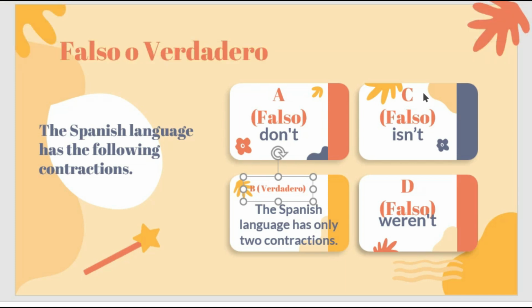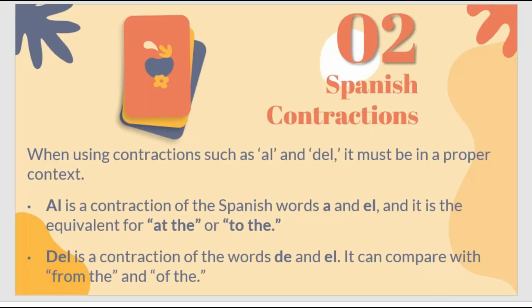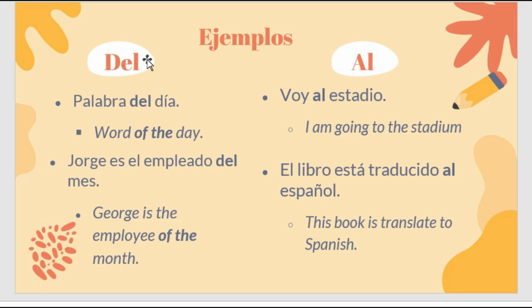So the only true answer here is the Spanish language has only two contractions. What are those two contractions? Del y al. Those are the only two contractions that the Spanish language has, as opposed to the ones that the English language has. So we only have two contractions in Spanish, del and al.